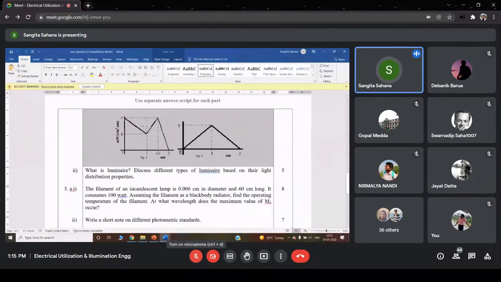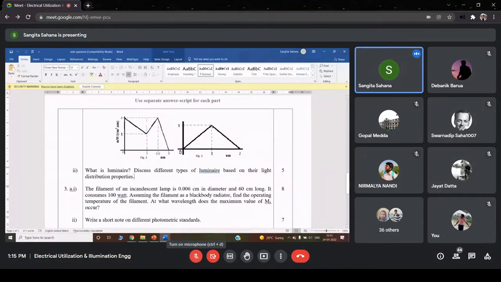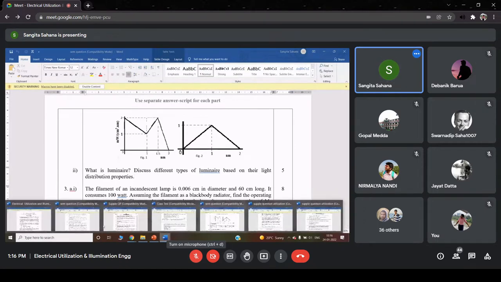So you can see the first one, this is the spectral power distribution of a particular source, and this is the given sensitivity function V lambda. So from here you have to compute the total light output. So from 0 to 1, you can see this is the light output from the source. At the same time, this is the sensitivity function. For 1 to 1.5, this one. For that part, this is the V lambda. For 1.5 to 2, this is the V lambda. So you multiply this, then again multiply with 683, you will get the total luminous flux.